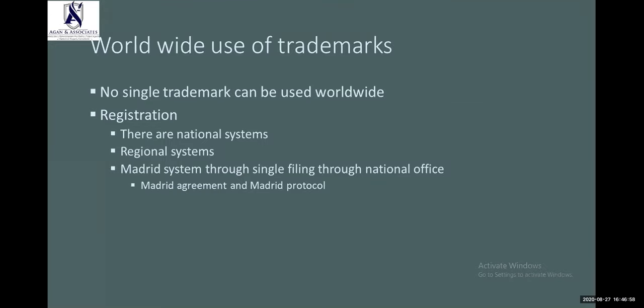Under the Madrid Agreement, when one is doing a single filing through WIPO, the applicant must have successfully registered the mark in the country of origin. In this case, since this presentation is from Kenya, let's use Kenya. So we must first of all have a certificate of registration, and thereafter, using that certificate, file for a single filing at WIPO for designation to other countries.